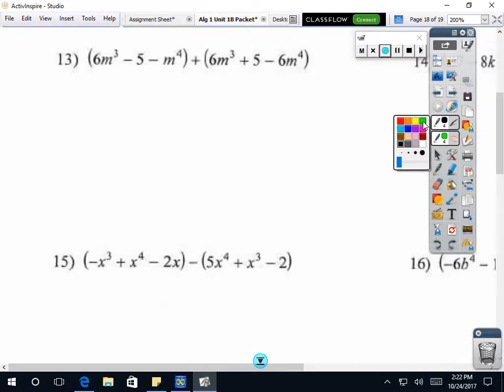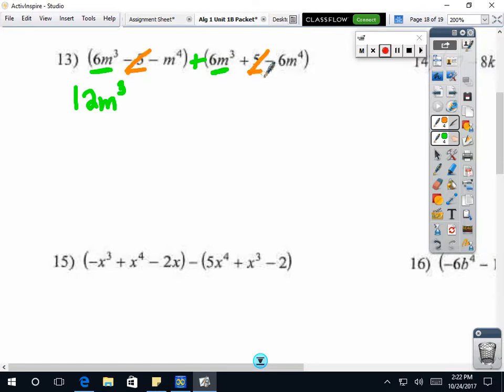Okay, the first term we see is 6m cubed. Is there anything that we can add to it? 6m cubed. And when adding, that makes a, right? Okay, then the next one we see is negative 5. And what can it be added to? 5. What happens? 0. They cancel, so you just don't write anything for that term.